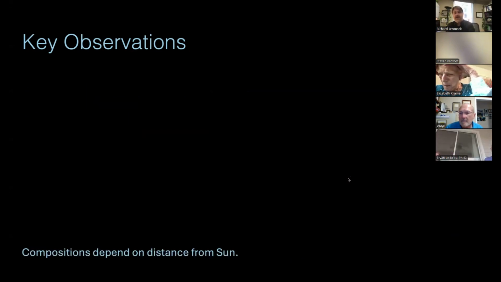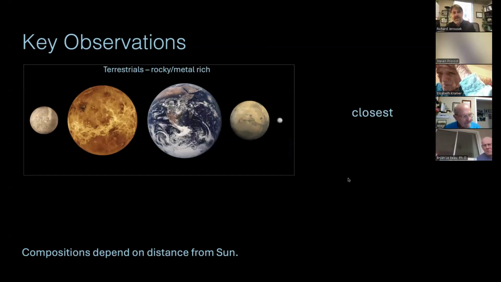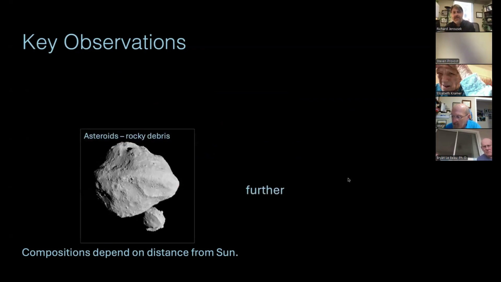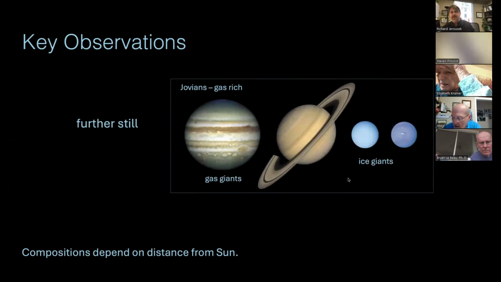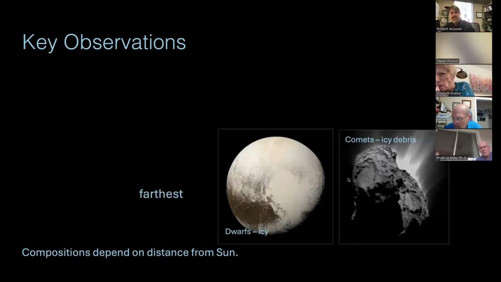All right, and then we notice compositions depend on the distance from the sun. Closest to the sun, we have what we call the terrestrial planets. These are rocky and metal rich. Then we have the asteroids, rocky debris between Mars and Jupiter's orbits. Then we have the Jovians, which planetary scientists often talk about as the gas giants, Jupiter and Saturn, and the ice giants, Neptune and Uranus. And then finally, the furthest stuff that we see is pretty icy composition, things like Pluto and comets.